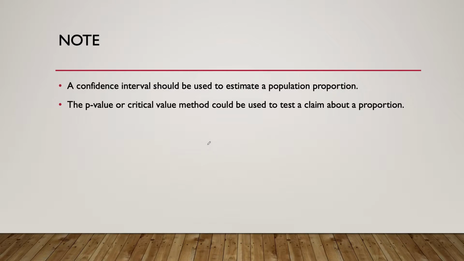A confidence interval should be used to estimate a population proportion, and the p-value or critical value method can be used to test a claim about a proportion. Alright, so the confidence interval is to estimate the actual value, and the p-value or critical value method is used to test a claim about it.